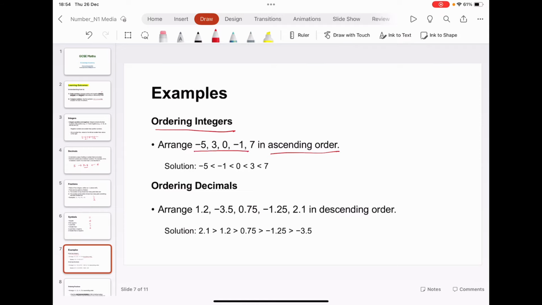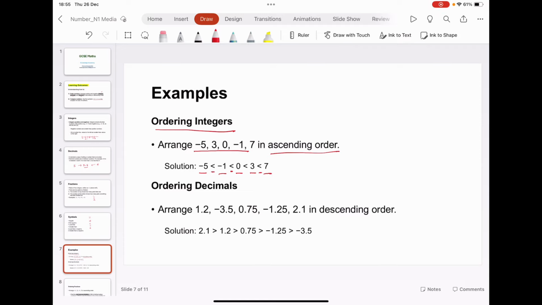We have a set of numbers here: -5, 3, 0, -1, and 7. And we said negative numbers are smaller than positive numbers, and the larger the negative number is, the smaller the number. So in this case, the smallest number is -5, followed by -1, followed by 0, followed by 3, followed by 7. And we use these symbols to mean -5 is less than -1, -1 is less than 0, 0 is less than 3, and 3 is less than 7.